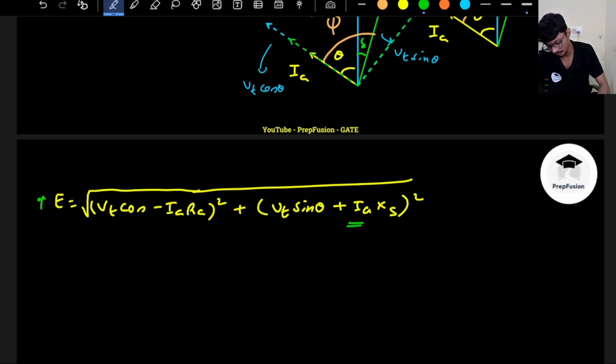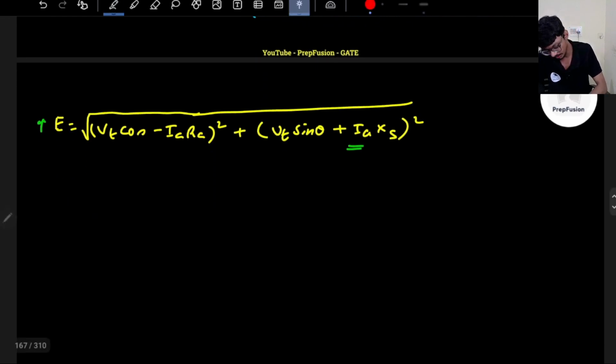Of course it can be lower as well, depending on the IRA value, if it is lower than VT. Depending on all those values, this is my E.